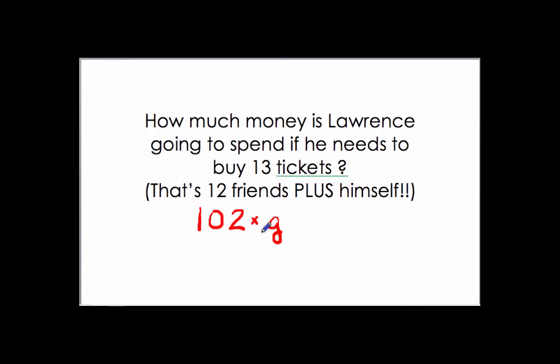Now, we know that Lawrence has to buy 13 of those tickets. So now we have a value for that G. So we're going to replace it. We're going to write our expression. It was an algebraic expression. Now it's a plain old numerical expression because we have a number. We're going to do 102 times 13.